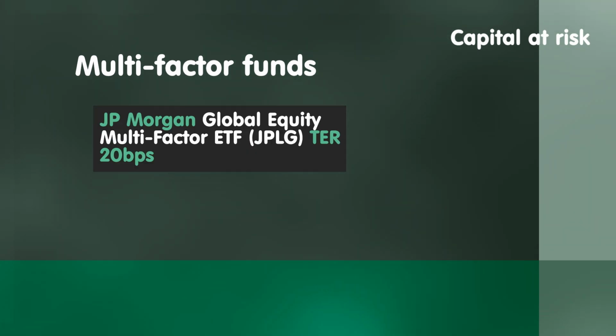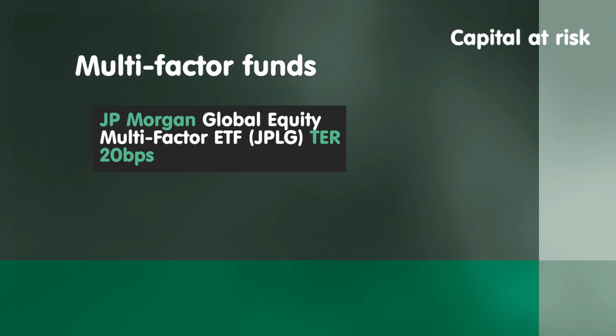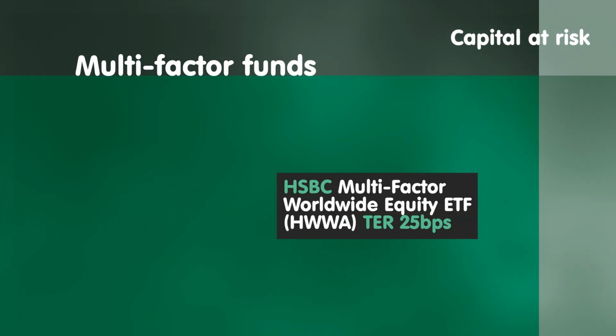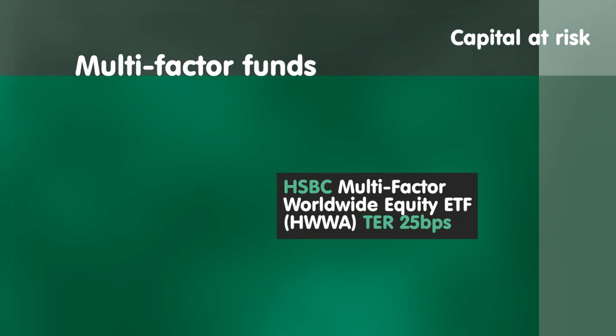But if you do have that discipline, you might want to go for the JP Morgan Global Equity Multi-Factor ETF with a TER of 20 basis points. Or the HSBC Multi-Factor Worldwide Equity ETF, which costs 0.25%. Finally, you might want to invest in a way that aligns with your personal values.